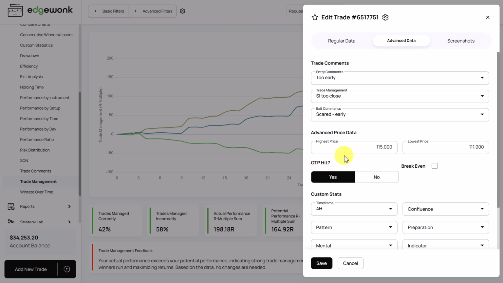And the question is, did the price hit your original take profit order before it would have hit your stop loss? And we are really specifically talking about the initial stop loss order and the initial take profit order that you set when you entered the trade. If you're moving your stop and your target during the duration of the trade, that doesn't matter for the OTP hit field. It really only concerns the initial take profit and the initial stop loss.